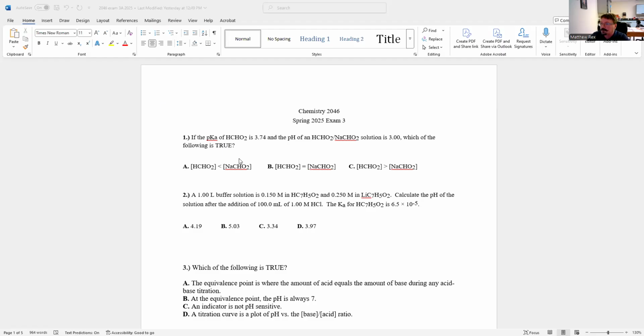All right, here is the key for exam 3 for 2046 this spring. First question, we've got the pKa of a buffer solution. In this case, it is made out of the weak acid acetic acid and the weak conjugate base acetate. That means we can use the Henderson-Hasselbalch equation to solve this.